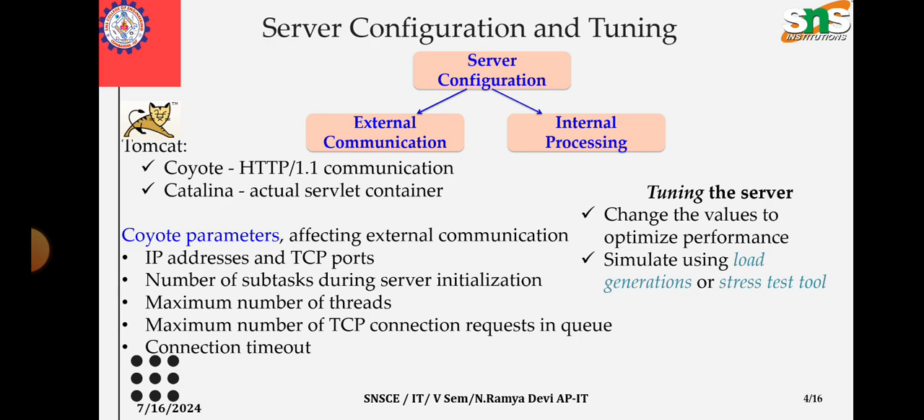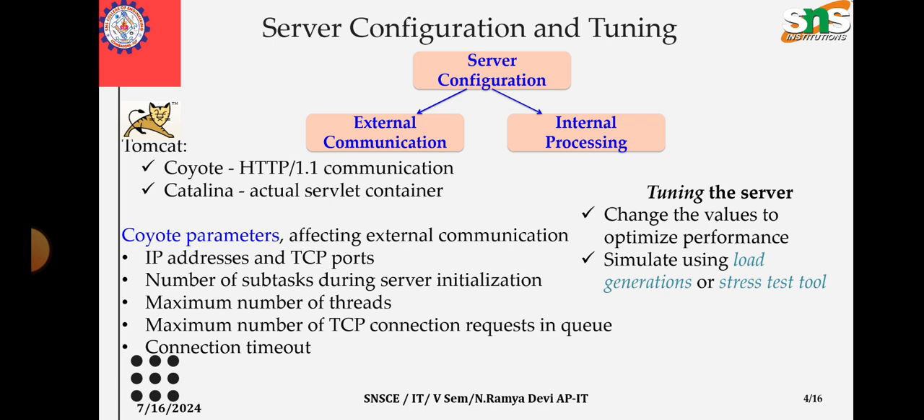The configuration and tuning parameters of a server: the server configuration is divided into two types, one is external communication and the other is internal processing. The server is configured for external communication, like when a web client is accessing a web server, how it should be connected. These are the connection parameters of a web server configuration. And whenever an HTTP request arrives at a web server, how the internal processing of the request should be done, for that the server should be configured for internal processing.